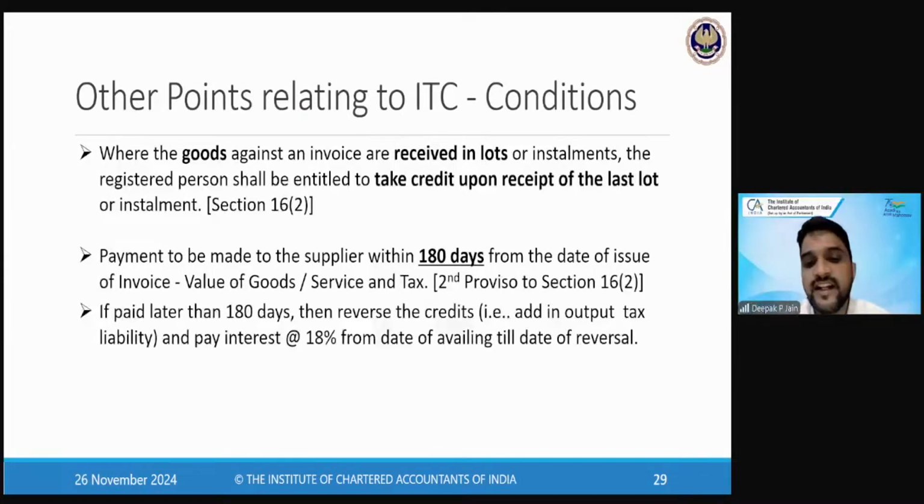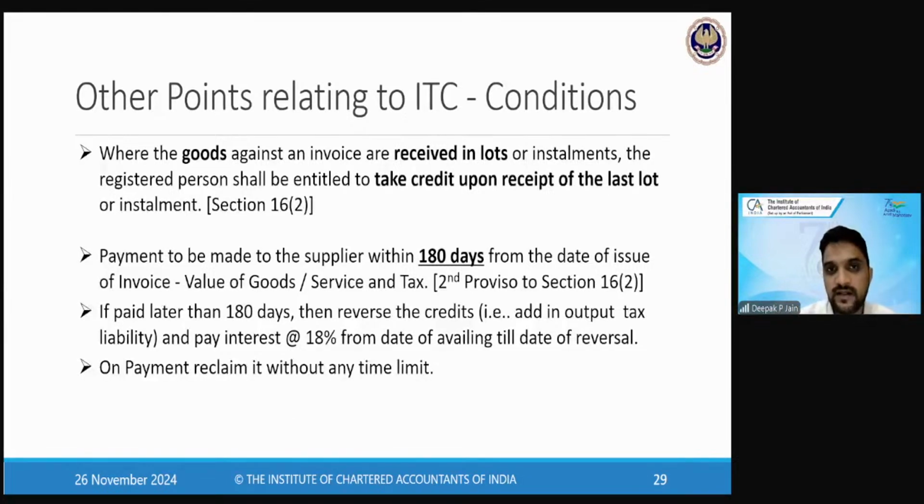If paid later than 180 days, then reverse the credit. Add in your output tax, pay interest at 18% from the date of availing till the date of reversal. On payment, reclaim it without any time limit. For reclaiming, there is no time limit. अगर आपने एक बार claim कर दिया है, reverse कर दिया है, then you can reclaim it anytime.